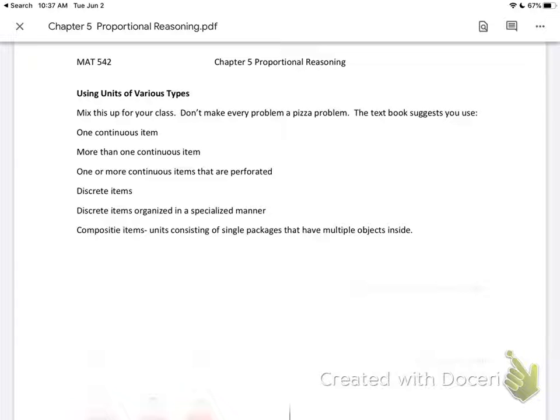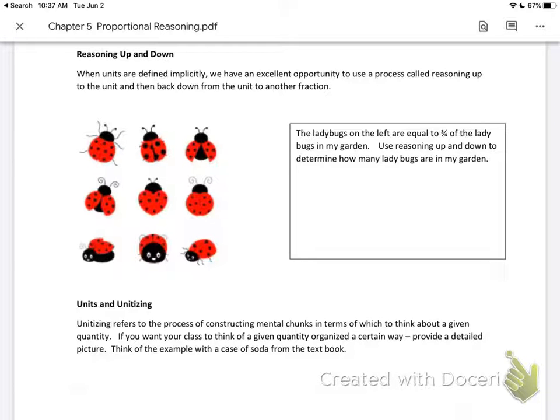Composite items use units consisting of single packages that have multiple objects inside. So like cupcakes in a little holder, 2 cupcakes in a little package. That would be a composite item with multiple items inside. Okay, reasoning up and down. When units are defined implicitly, like they were with the hard candies, which were discrete units, we have an excellent opportunity to use a process called reasoning up to the unit and then back down from the unit to another fraction. So look at this problem.